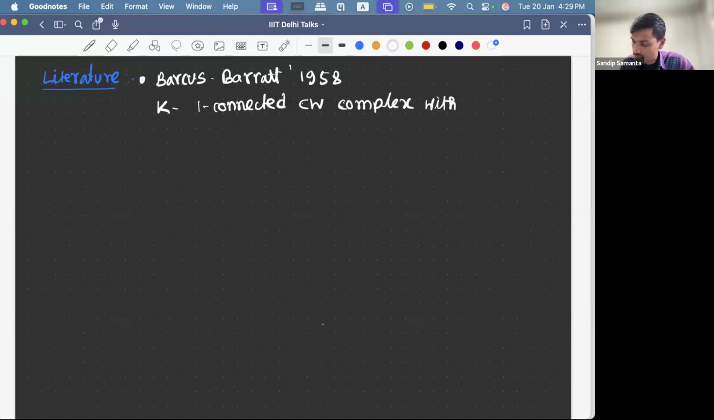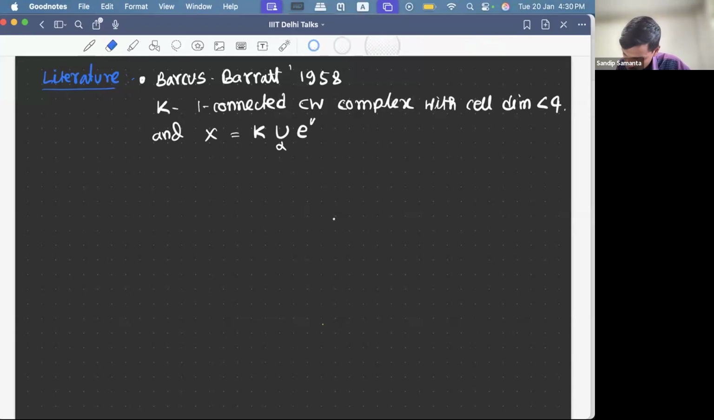with cell dimension less than Q, and construct a space X by attaching a Q plus 1 cell to this K, where alpha is a map from the boundary of this cell, S^Q, to K. And for this space, he established a short exact sequence involving this epsilon X group.